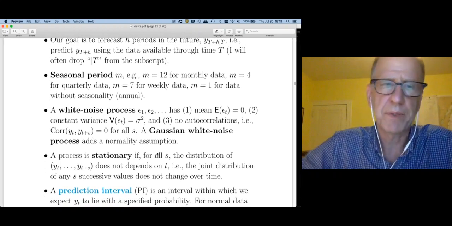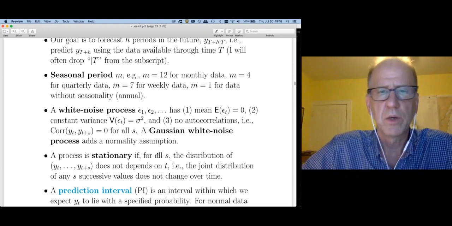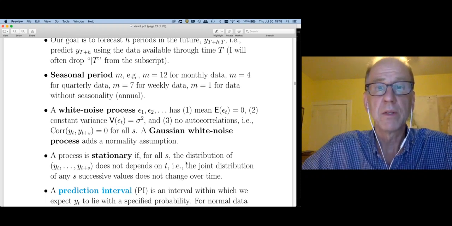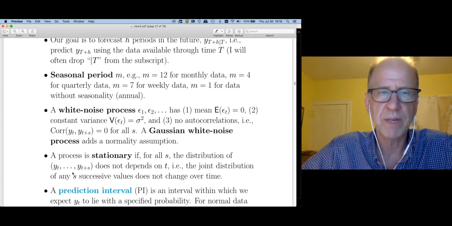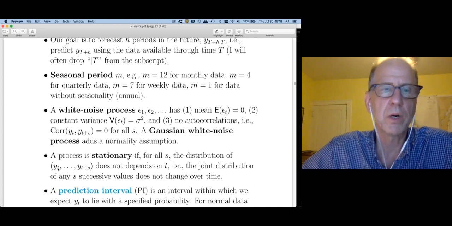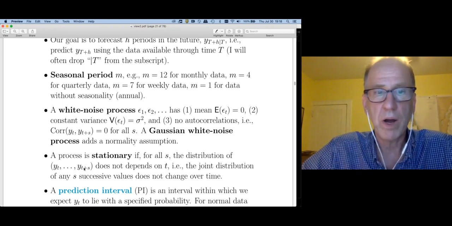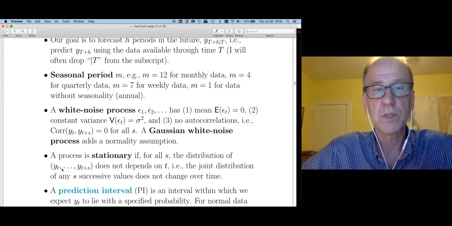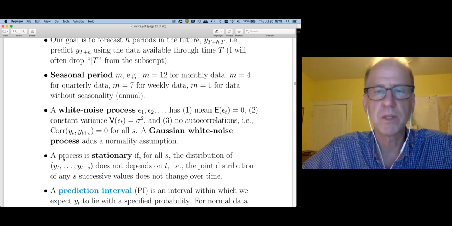Another concept that we're going to use a lot is stationarity. A precise definition of stationarity is that the joint distribution of the next S values of my time series, so start anywhere you want and look at the joint distribution of S Y values, doesn't change. It doesn't matter where I start. When I look at the joint distribution of these S random variables, it doesn't change.